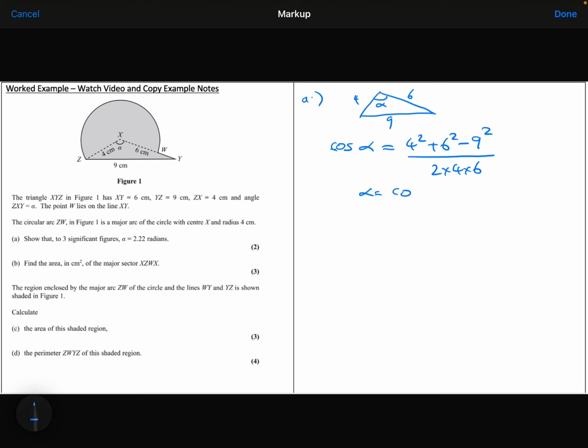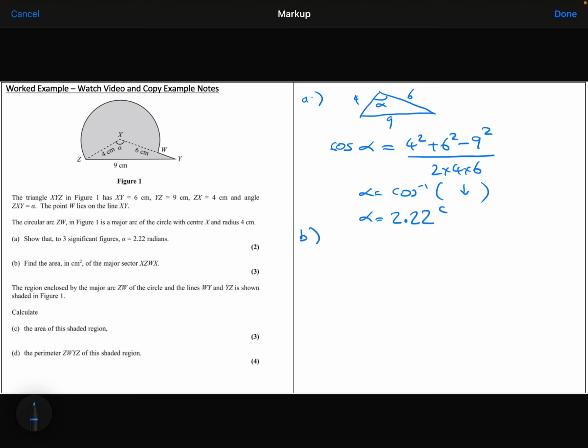I'll then do cos inverse of that fraction, making sure that your calculator is in radians. So cos inverse of 4 squared plus 6 squared minus 9 squared, all divided by 2 times 4 times 6. And we get 2.2195, which to 3 significant figures is 2.22 radians.